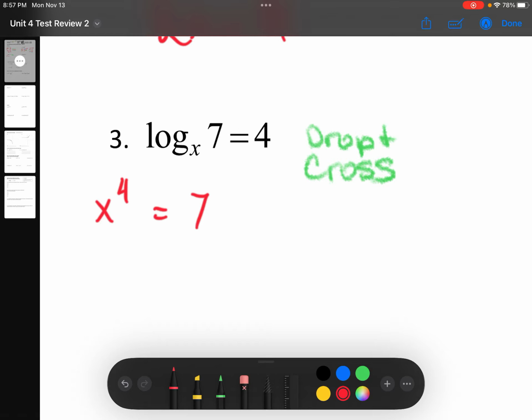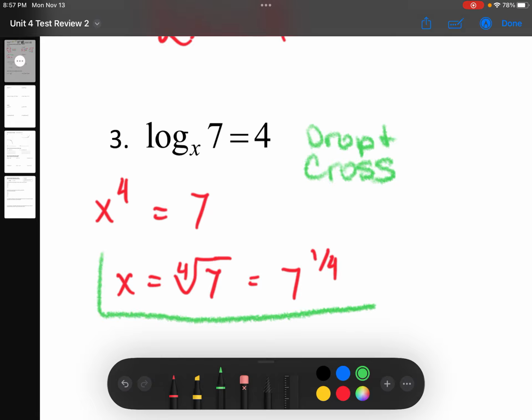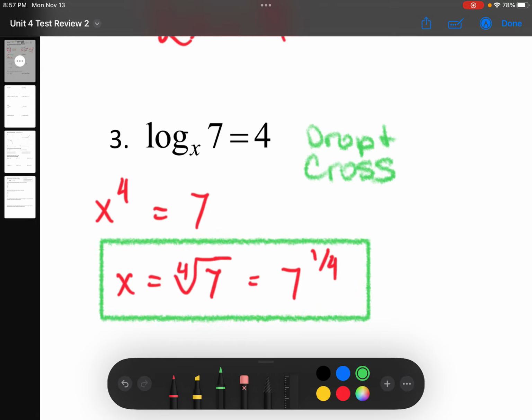Now, we need to get that x by itself. If that were an x square, we would take the square root. So here, we take the 4th root. So the 4th root of 7 is one way to write this. Another way to write that is 7 to the power of 1 over 4. Both of those are equivalent. Both of those would be correct. Either one of those could be a correct multiple choice.